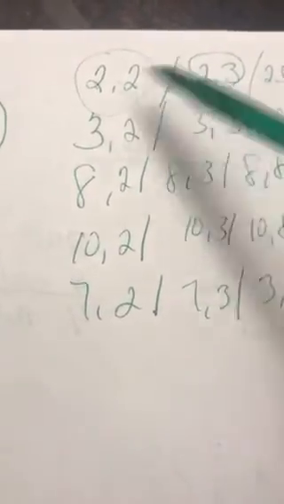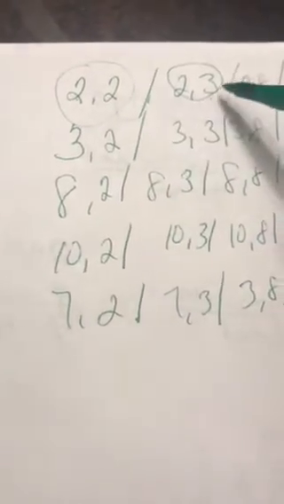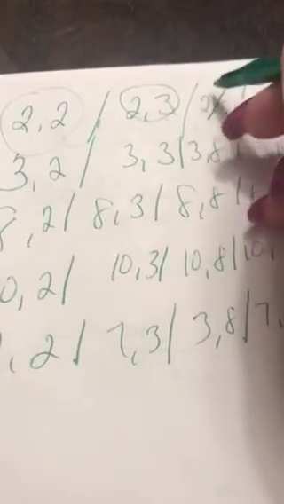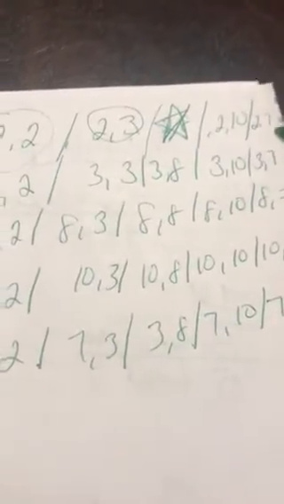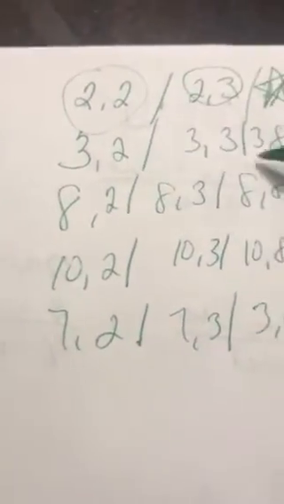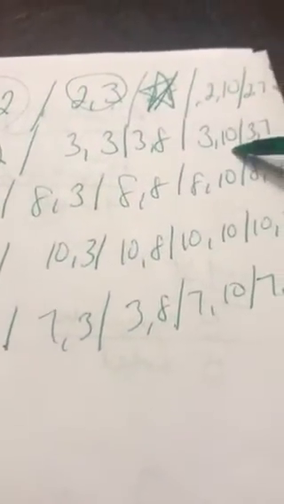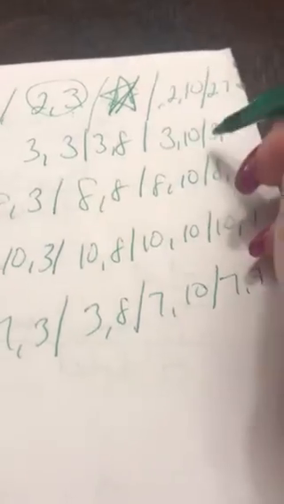Well, 2 plus 2 is 4. That doesn't work. 2 plus 3 adds up to 5. That doesn't work. Oh, 2 and 8. So let's star this one so we remember to come back to it. That's too much. That's too little. We're adding 3. 8 and 3, that's too big. Oh, 7 and 3, that one adds up to 10. Let's star it. And again, 8 and 2 adds up to 10.